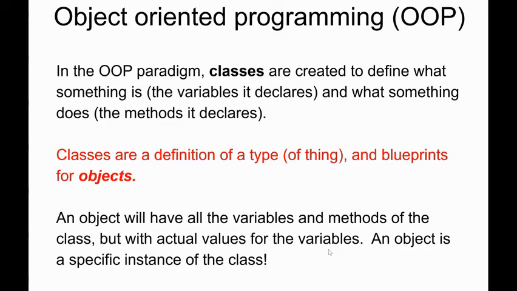In the OOP paradigm, classes are created to define what something is, the variables it declares, and what something does, the methods it declares. Classes are a definition of a type and blueprints for objects. An object will have all the variables and methods of the class, but with actual values for the variables. An object is a specific instance of the class.